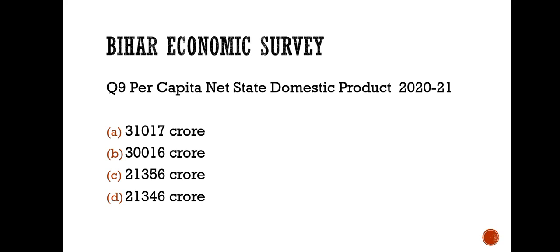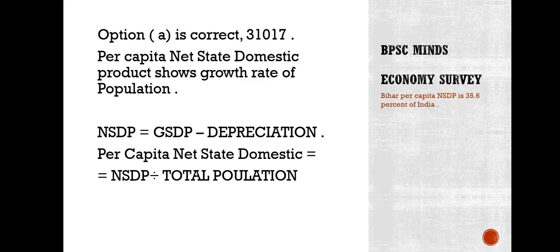Per capita net state domestic product 2020 to 2021. Option A 31,017 crore. Option B 30,016 crore. Option C 21,356 crore. Option D 21,346 crore. And option E is missing. Let's see the answer. The correct answer is option A, that is 31,017 crore.